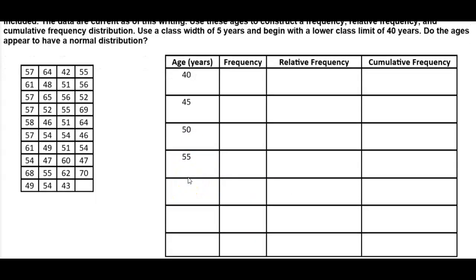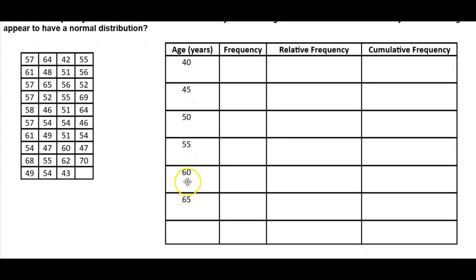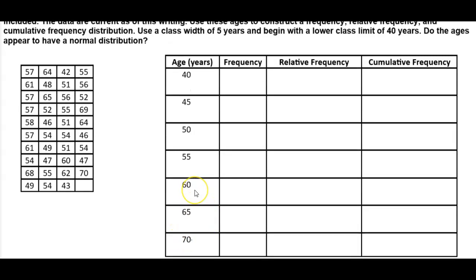50 plus 5 gives us 55. 55 plus 5 is 60. 60 plus 5 is 65. And 65 plus 5 is 70. Now, why do we only go to 70? Because the highest age in this particular data set is currently 70.